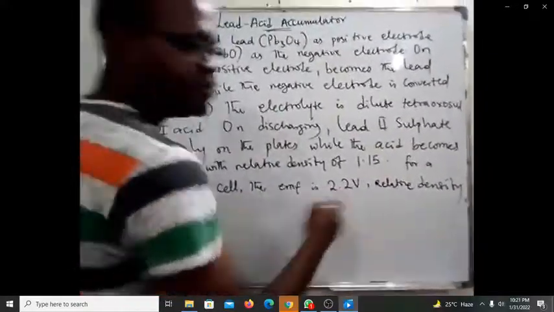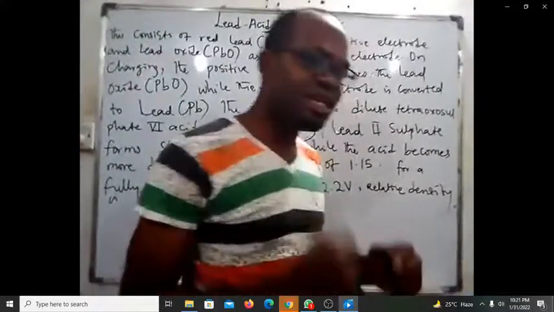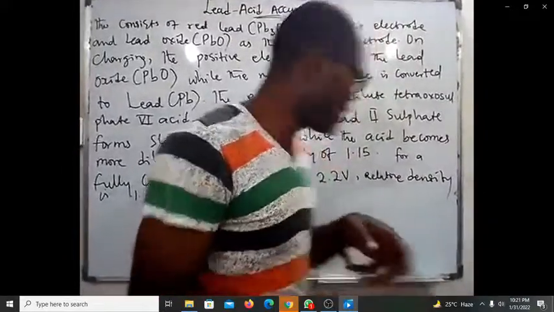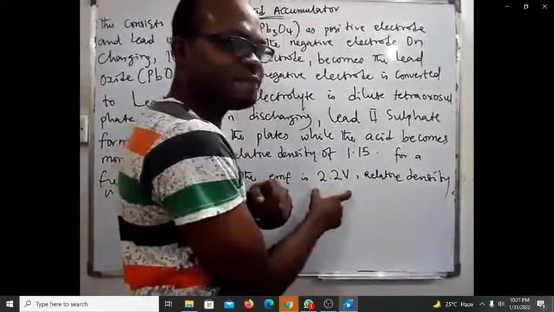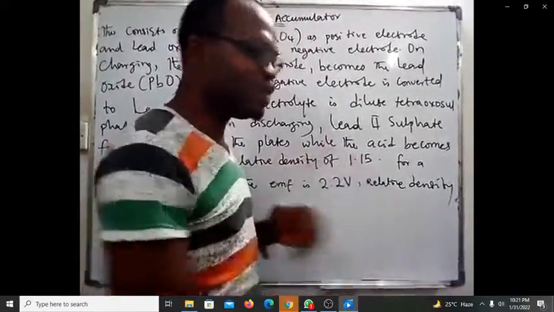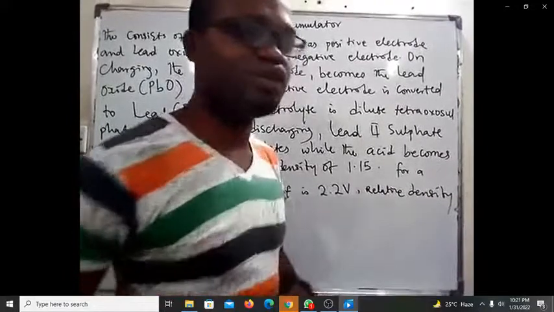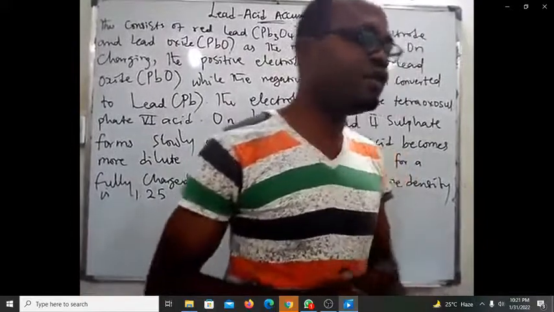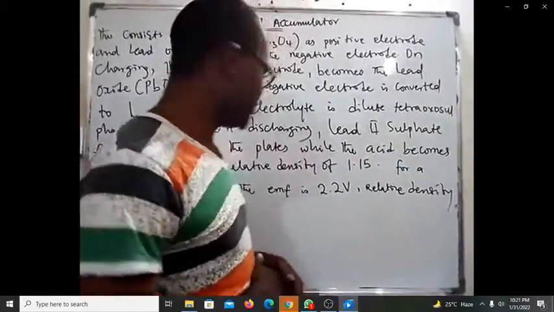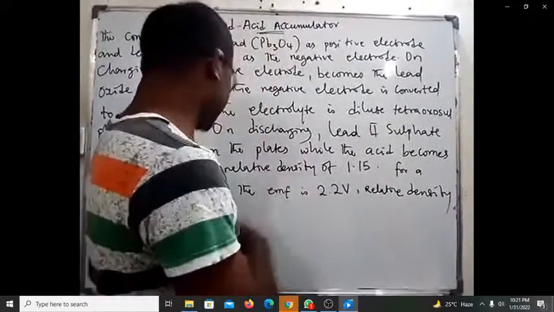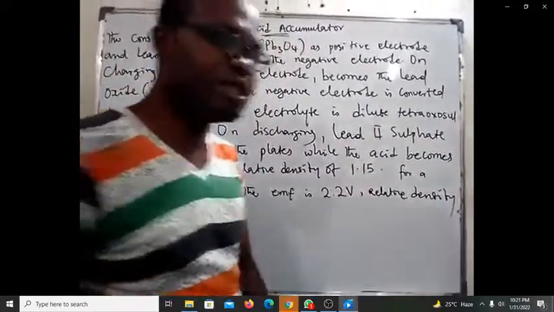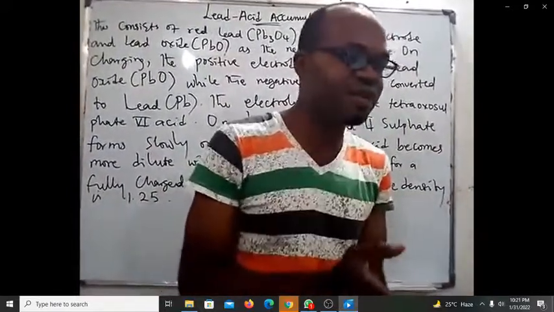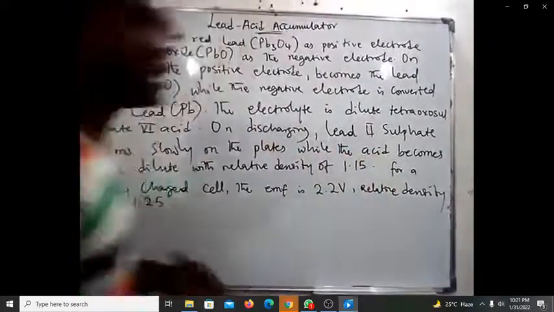This is the EMF, the potential difference. You understand? The EMF, the power of the acid to drive current. We've learned what EMF is. Right? This is the power of the what? Acid. You understand? So a normal acid that is well charged has the EMF of what? 2.2 volts. So JAMB is going to ask you, which of the following are the parameter values for a fully charged battery? They will give you EMF 2.2, relative density 1.15, 1.25. Which one is the answer? The relative density of a fully charged battery has to be what? 1.25, and the EMF has to be what? 2.2 volts. Is that clear?